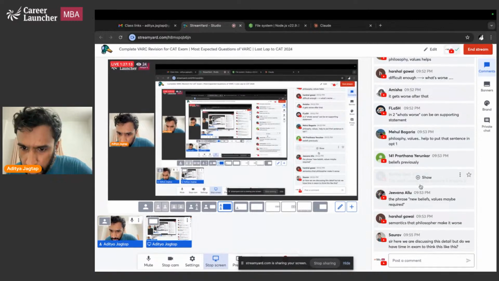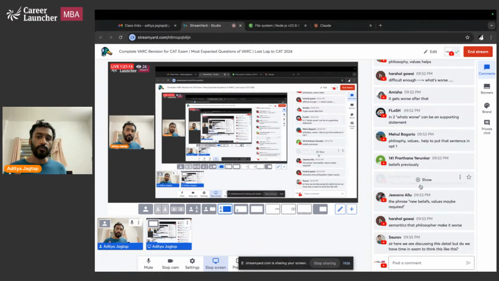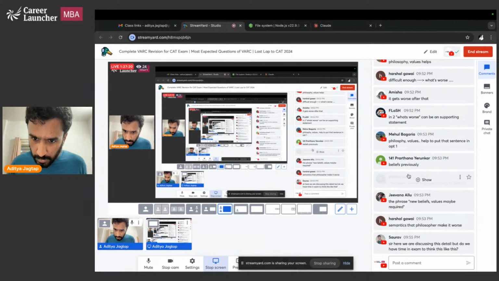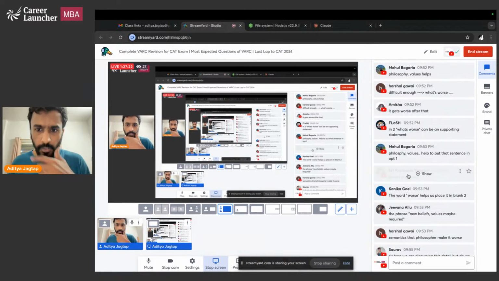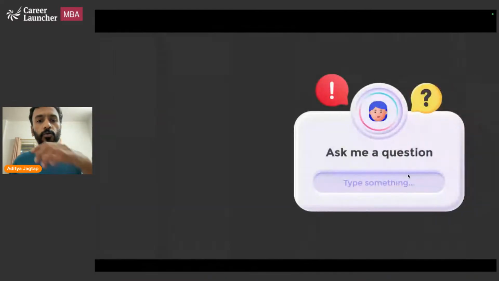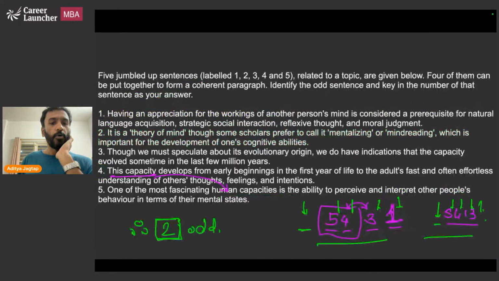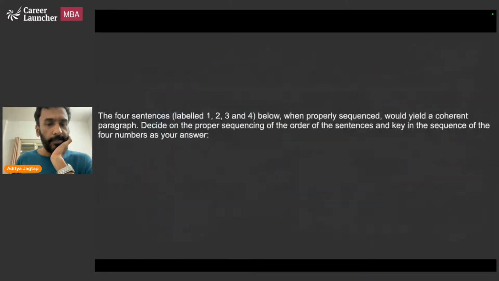We are discussing this detail. Do you have the time to think like this? Saurav, that's a good question. Right. Worse. Most of you said worse. All right. I was just looking for some words. So I just want to cover a few things about what Saurav is saying and also in general.